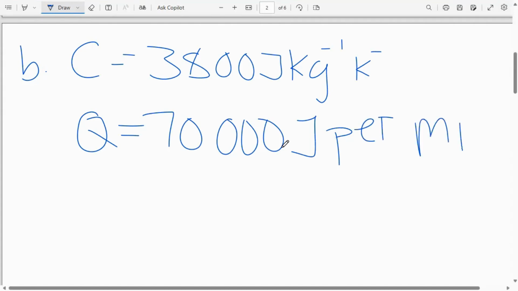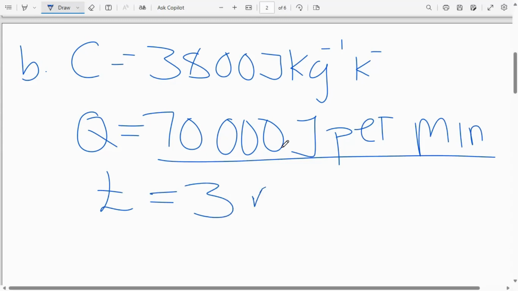Per minute, this is the energy that is generated by the electric kettle, but they've given us time to say this generation of power is taking place for how long? For 3 minutes. Okay, and what else have they given us?